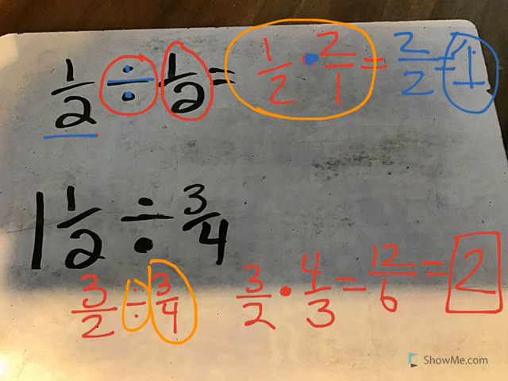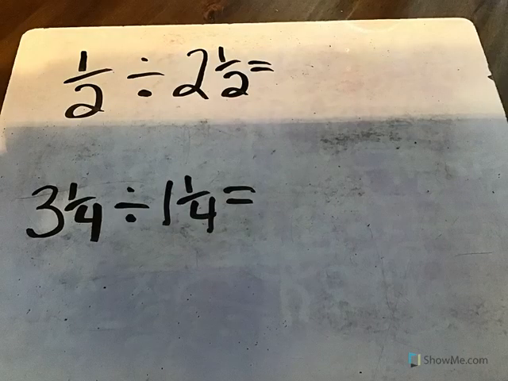3 times 4 is 12, 2 times 3 is 6, and then simplify. All right, we're going to go over 2 more problems. On this first one, I have 1/2 divided by 2 1/2. So I'm going to write down below 1/2.